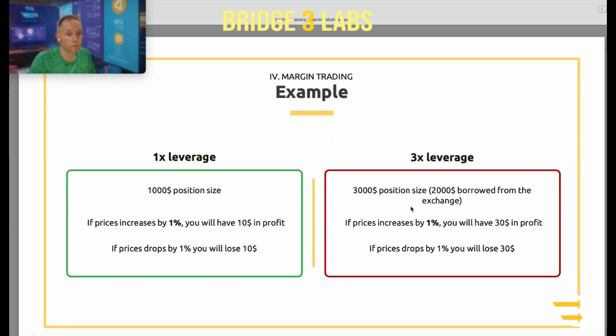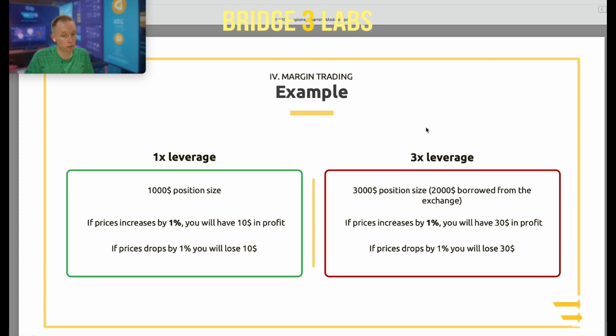So here's an example of leverage trading, of 1x leverage trading versus 3x. So 1x leverage trading with a $1,000 position size, if the price increases by 1%, we'd be $10 in profit, because 1% of $1,000 is $10. If the price moves down 1%, we'd be down $10.